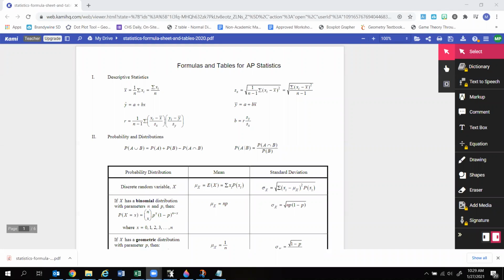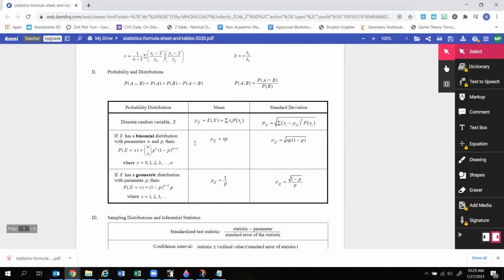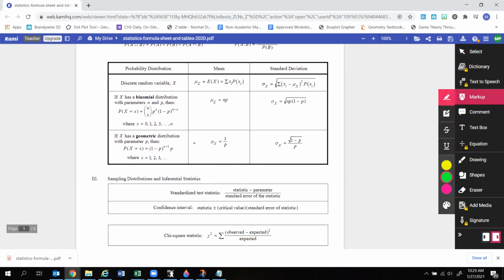Okay, so here's a quick jog through of how to use your formula sheet when creating your confidence interval. We're going to stick with the ones that we learned this chapter. That is your one prop Z interval and your one sample T interval for means. First thing I want to point out on page number 1 is the confidence interval right down here.